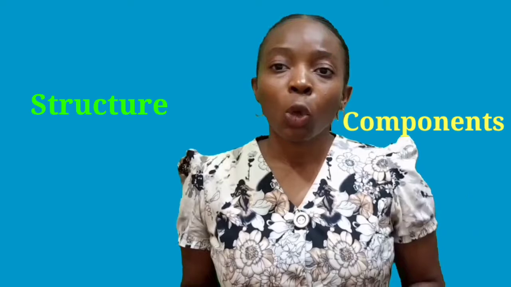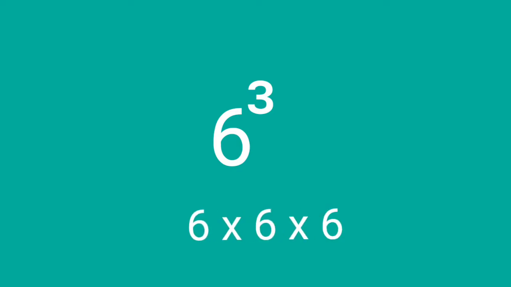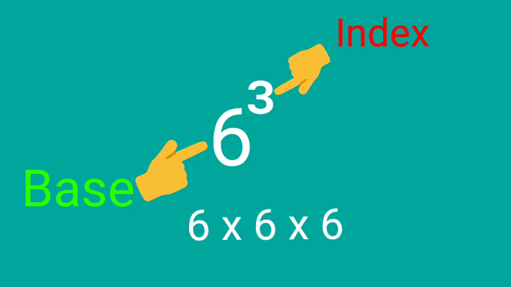Now we've understood what indices is. Let's take a look at the structure of indices and its components. Why do they appear the way they are, and what are they made up of? Looking at these, we understand that indices is made up of two numbers. In this case, a bigger number, 6, which is the number that is repeatedly multiplied by itself. It is referred to as the base. Then there is a second number at the top right, just beside the base, known as the index or exponent. This determines the number of times the base is to be multiplied.